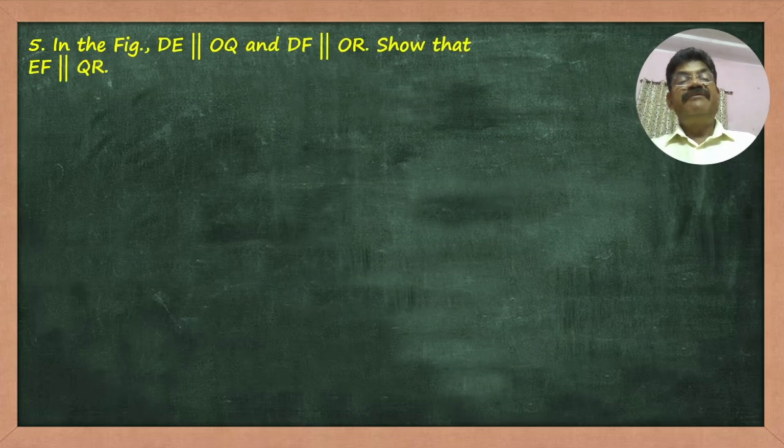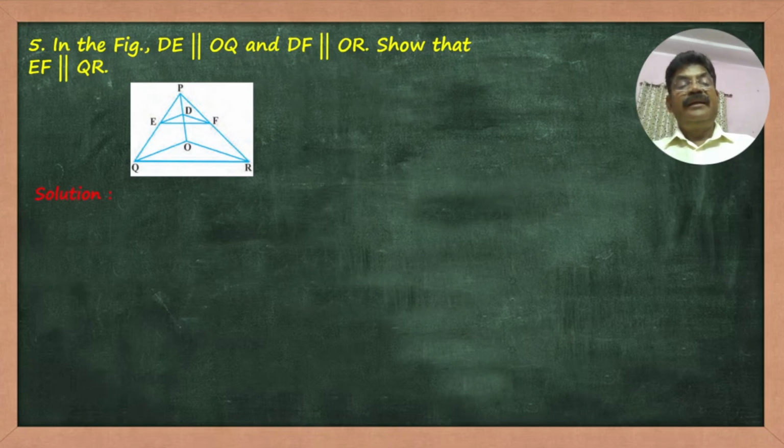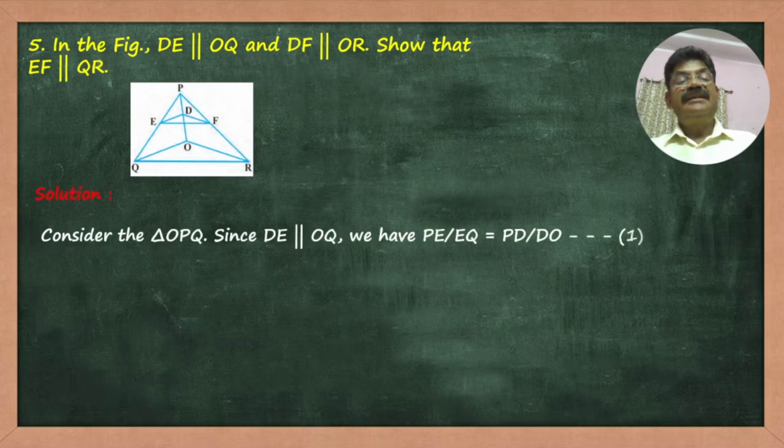Question number 5. In the figure, DE is parallel to OQ and DF is parallel to OR. Show that EF is parallel to QR. Solution. Consider the triangle OPQ. Since DE is parallel to OQ, we have PE divided by EQ is equal to PD divided by DO. You call this equation number 1.